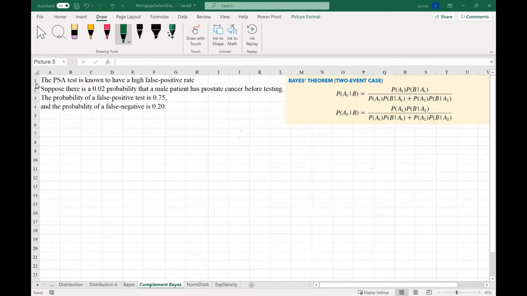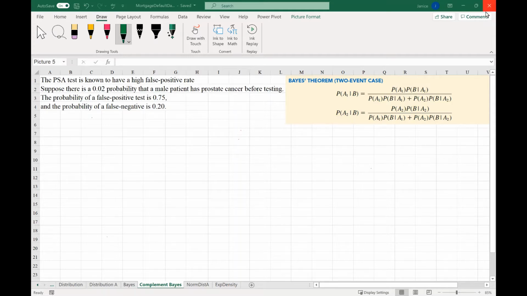The PSA is known to have a high false positive rate. Suppose there is a 0.02 probability that a male patient has prostate cancer before testing. The probability of a false positive test is 0.75, and the probability of a false negative is 0.20.